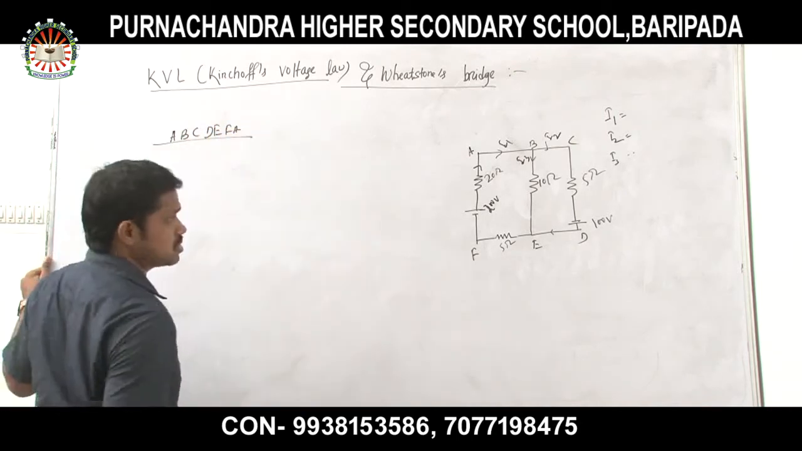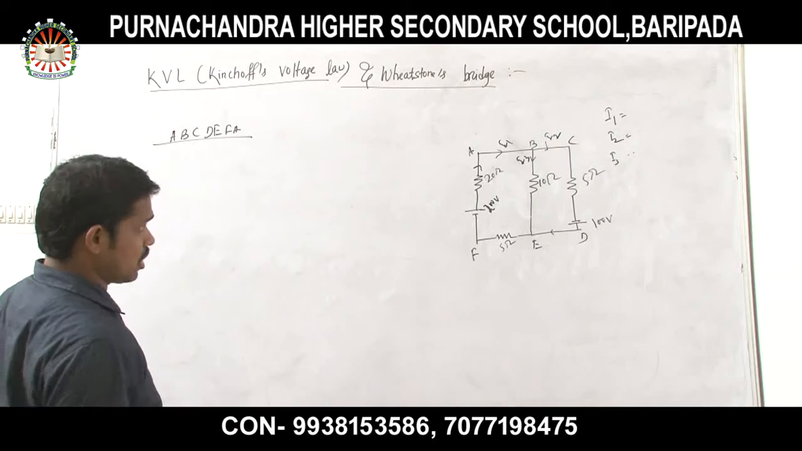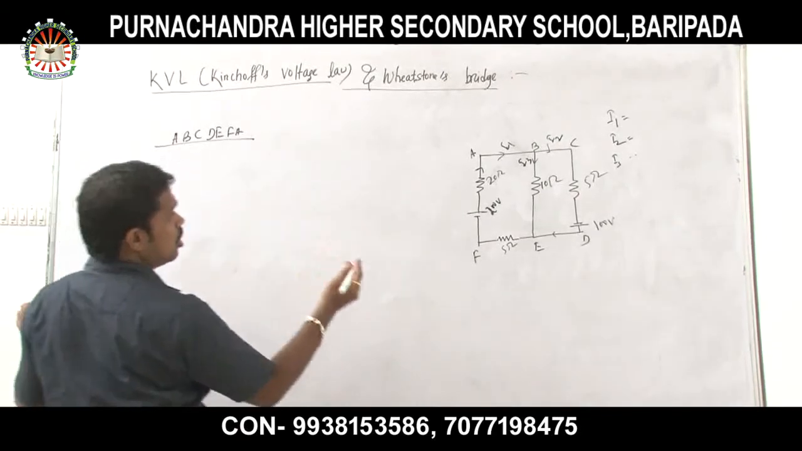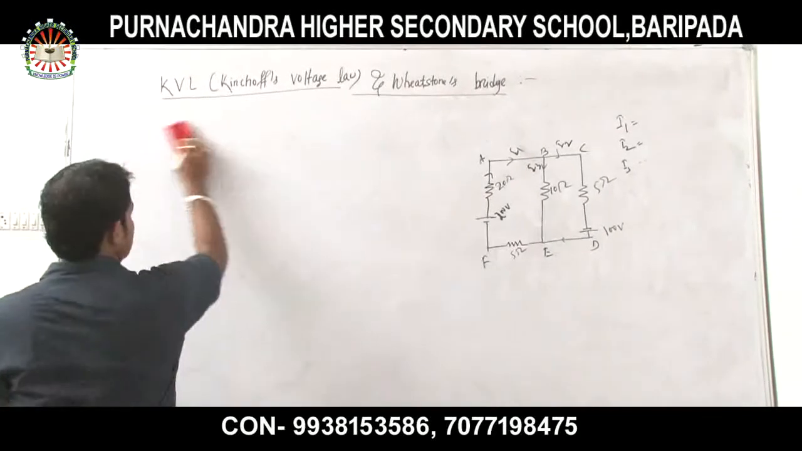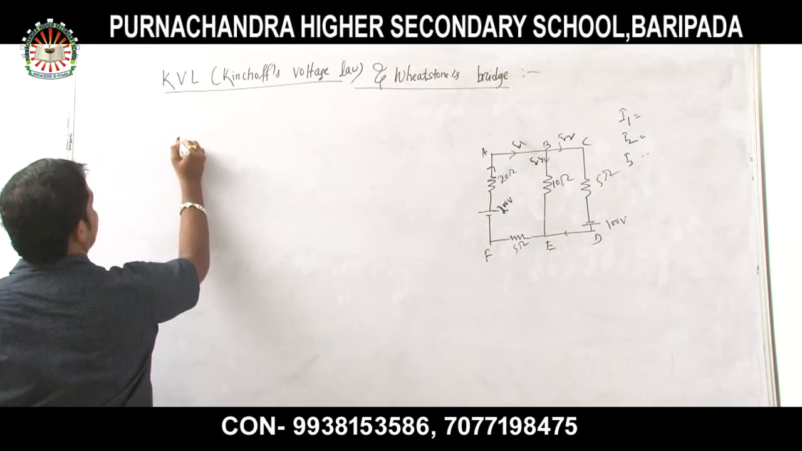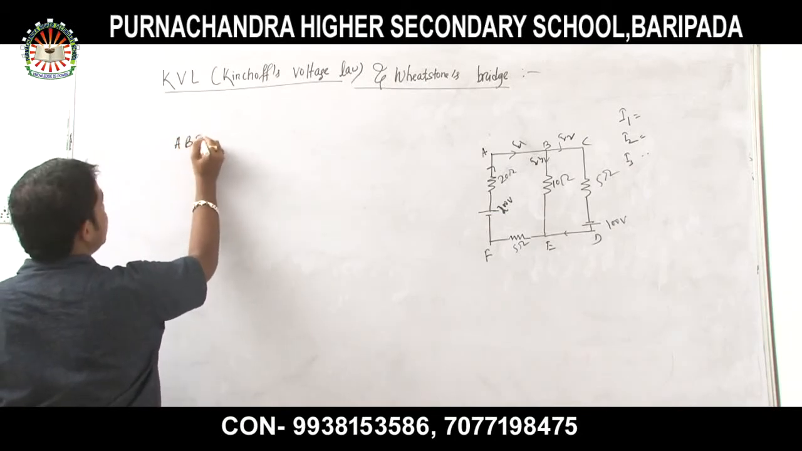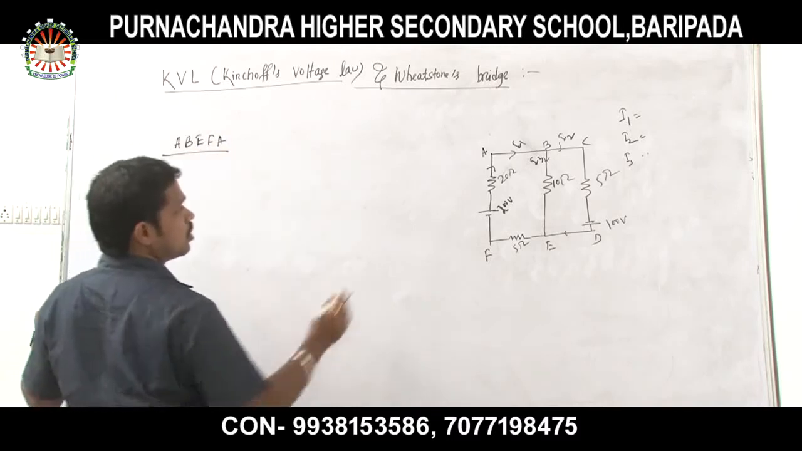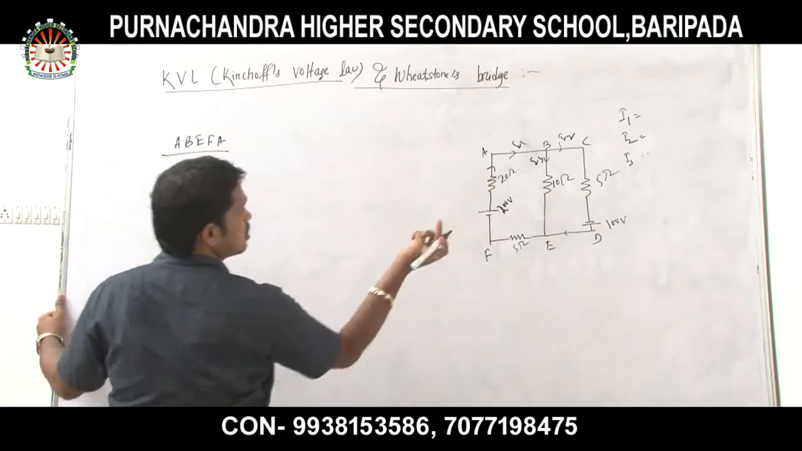Taking this loop first. Then take the other loop. It is a very easy process. You just have to take these two: A, B, E, F, A. This loop. So when I apply this loop, let us see.